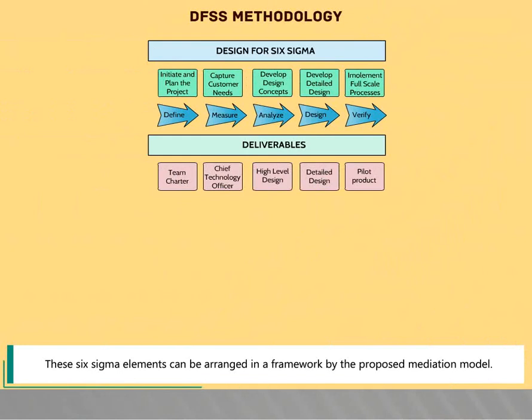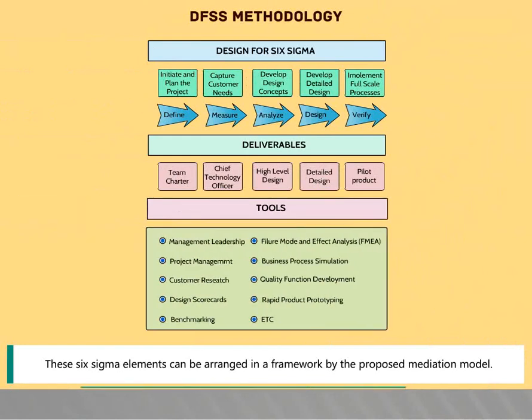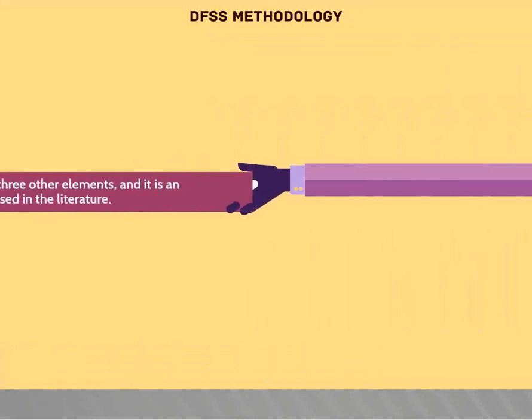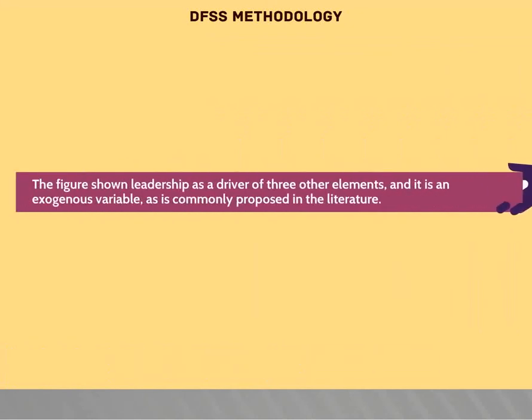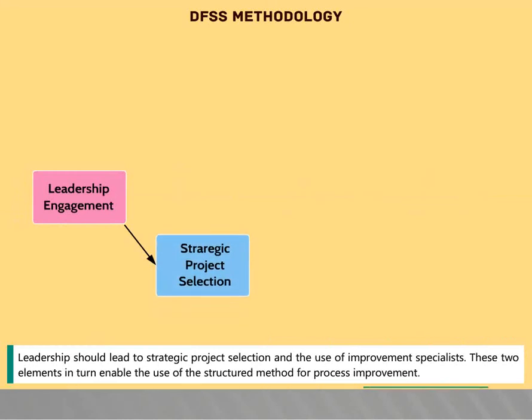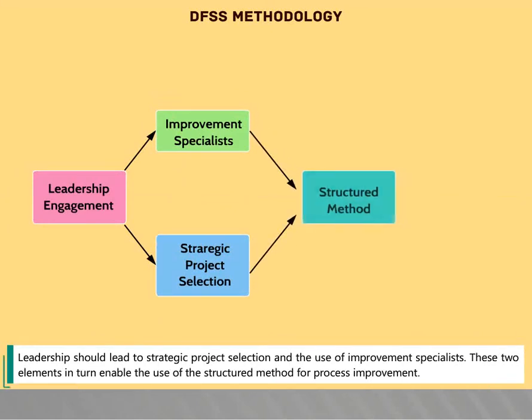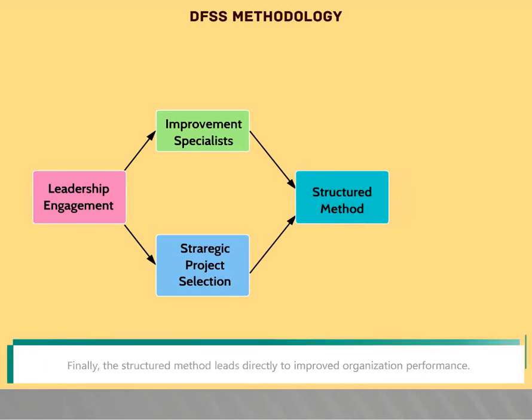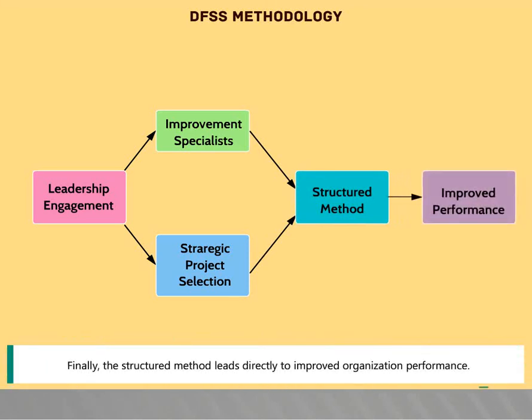These Six Sigma elements can be arranged in a framework by the proposed mediation model. The figure shows leadership as a driver of three other elements, and it is an exogenous variable as is commonly proposed in the literature. Leadership should lead to strategic project selection and the use of improvement specialists. These two elements in turn enable the use of the structured method for process improvement. Finally, the structured method leads directly to improved organization performance.